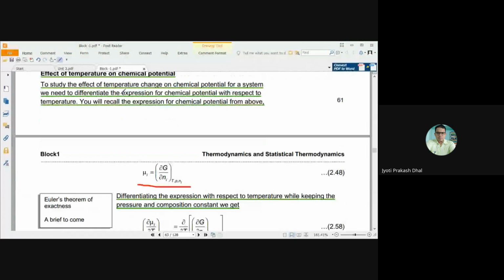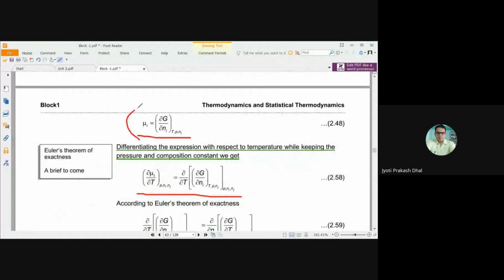To study the effect of temperature change on chemical potential for a system, we need to differentiate the expression of chemical potential with respect to temperature. We know that the chemical potential of any component i is mathematically defined as mu i equals del G by del ni at constant temperature, constant pressure, and constant number of moles of all the components except the ith component, that is nj.